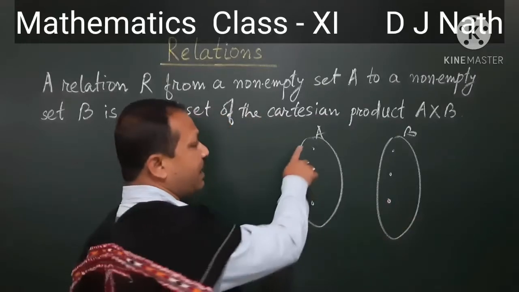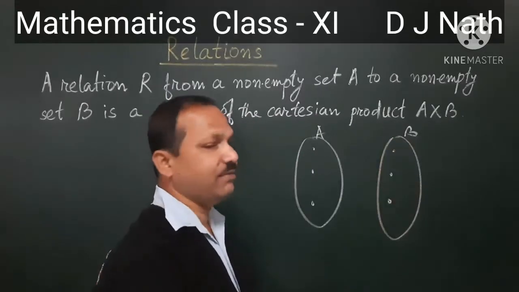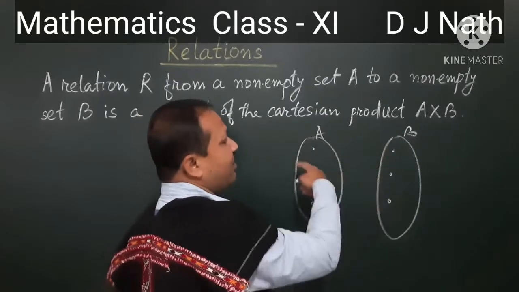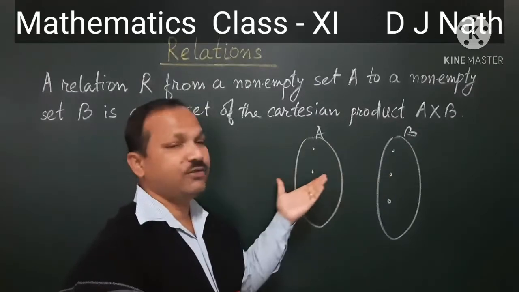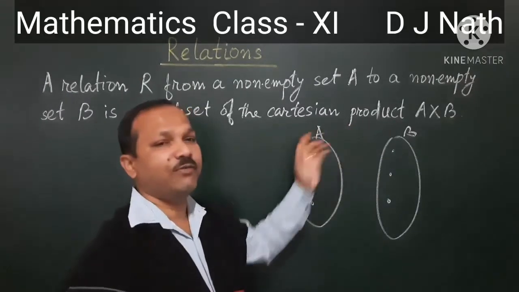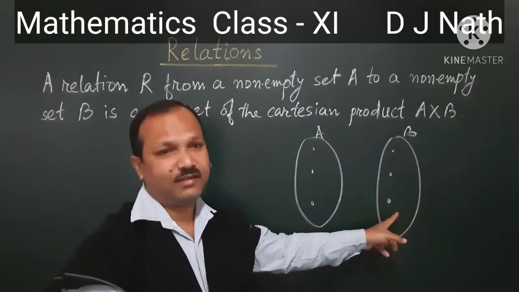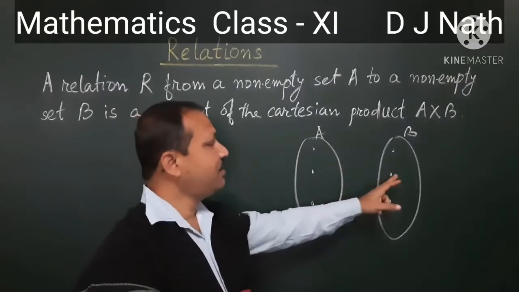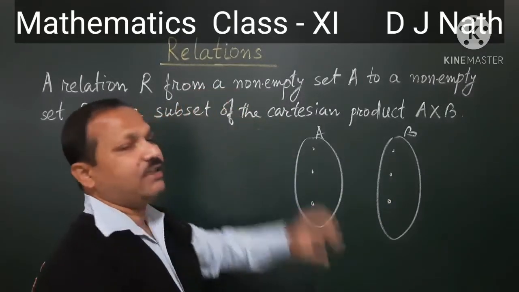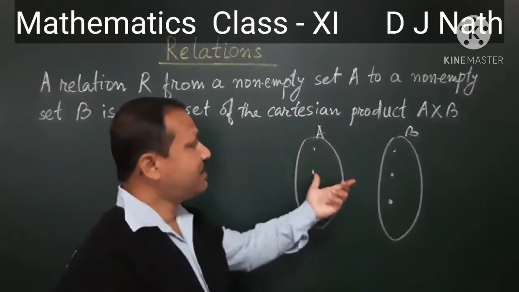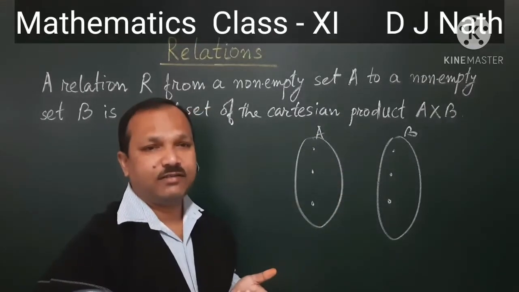If there are three elements in set A and three elements in set B, then in the Cartesian product, how many ordered pairs will there be? 3 into 3, that means 9. So 9 ordered pairs you can form here. But in relation, there will be a restriction because of the condition.